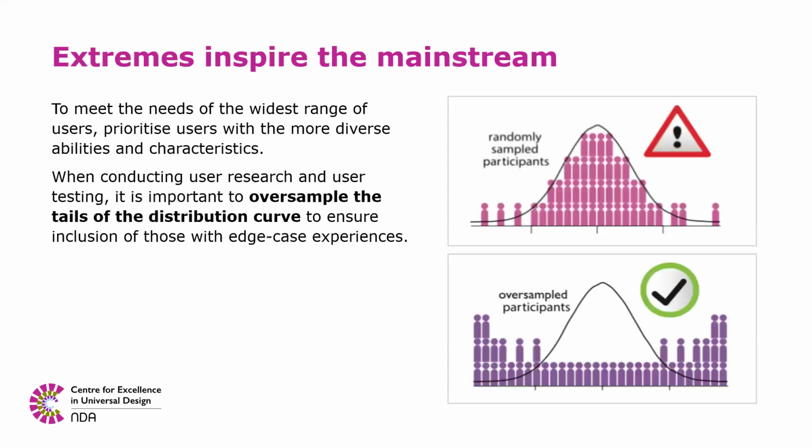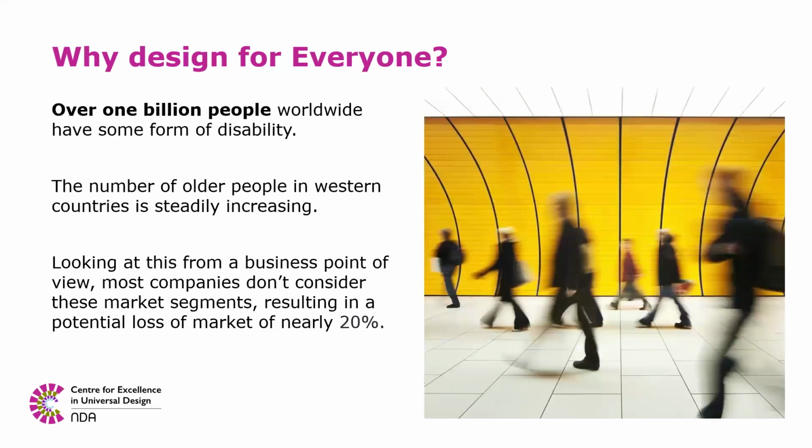Looking at the extremes then, in order to meet the needs of this widest range of users, we need to prioritize users with the more diverse abilities and characteristics. When conducting user research and user testing then, it's really important to oversample the tails of this distribution curve, and that would ensure inclusion of those with the edge case experiences. A quote from an education consultant and speaker, Larry McMahon, here is that using this method helps us to think about the world not from the standpoint of the average or supposedly normal user, but from the extremes.